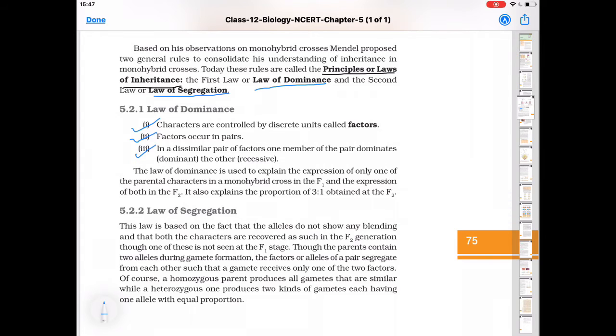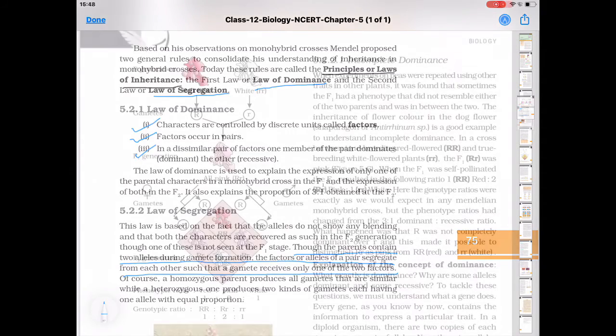Now next is the law of segregation. Though the parents contain two alleles, during gamete formation the factors or alleles of a pair segregate from each other such that a gamete receives only one of the two factors. This means that during gamete formation, these two alleles segregate and each gamete receives only one allele.